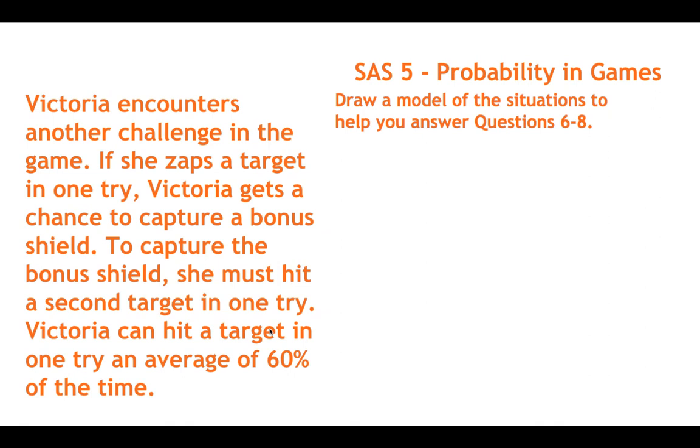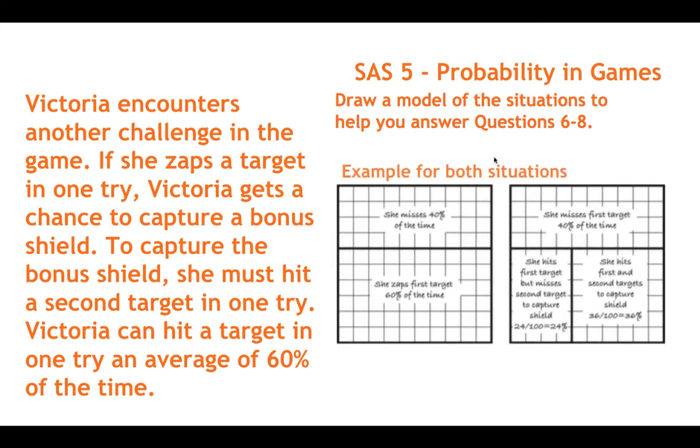So Victoria encounters another challenge in the game. If she zaps a target in one try, she gets a chance to capture a bonus shield. But to capture the bonus shield, she must also hit a second target in one try. Victoria hits the target in one try an average of 60% of the time. Let's draw a model of the situation to help answer questions 6 through 8.